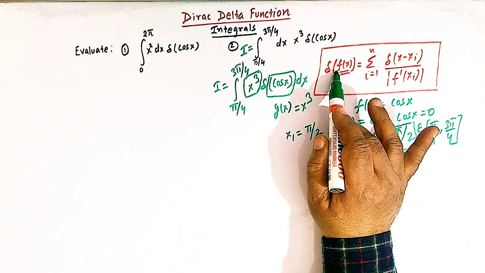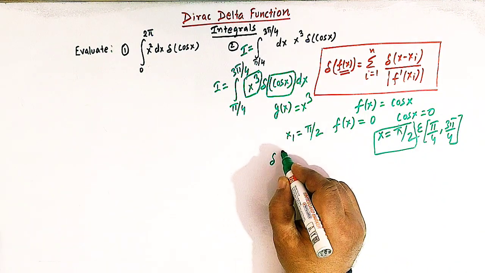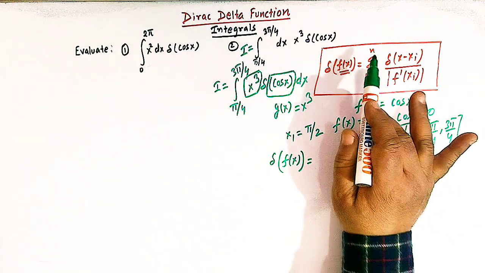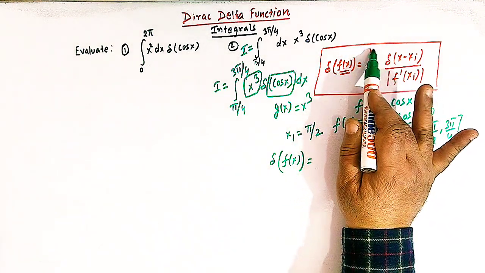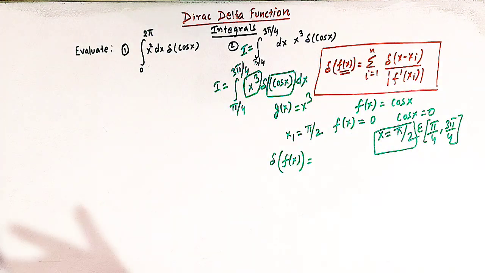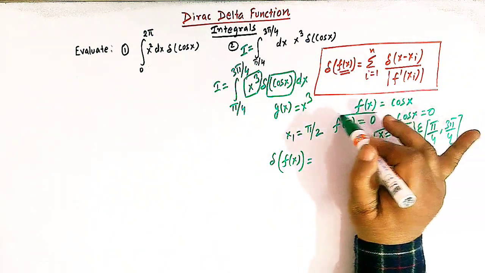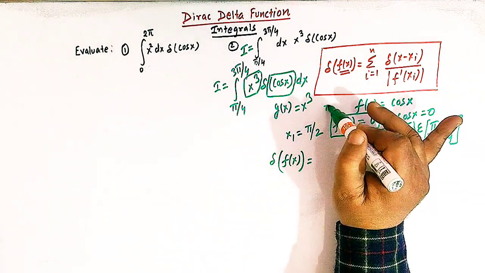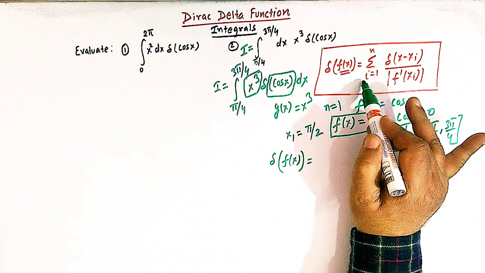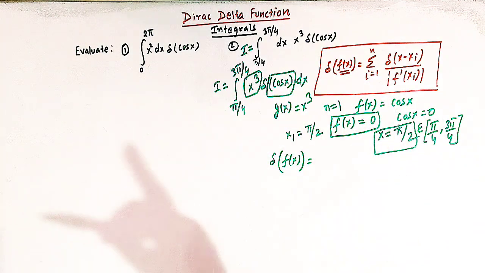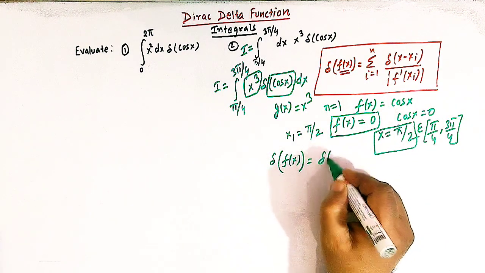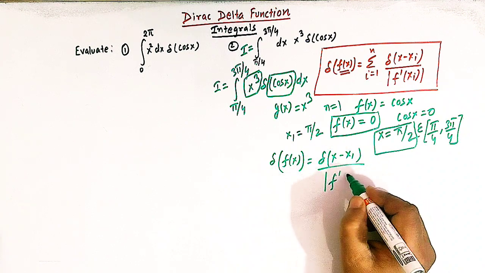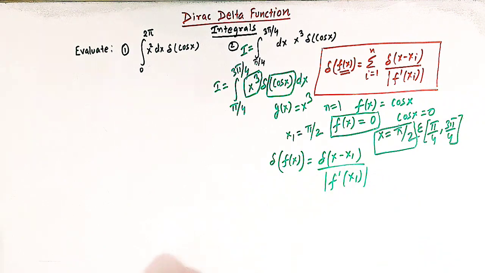Now let us apply this property. We have delta of f of x given by a sum where i varies from 1 to n, and n denotes the number of roots of the equation f of x is equal to 0. Here we have only one root, so the value of i remains only 1. So we have simply delta of x minus x1 divided by the mod of f prime of x1.